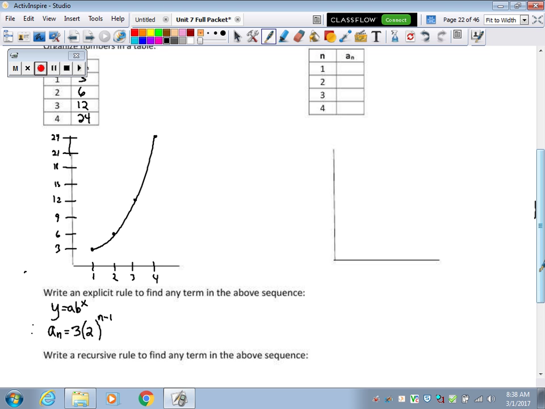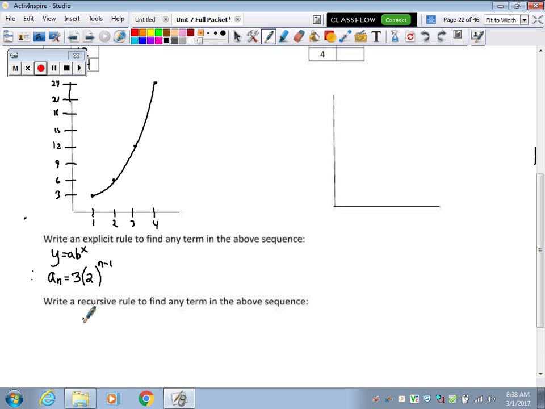Okay, what would it look like recursively? Well, I'm starting on a 3. Any term is the previous term times 2. So that would generate a 3, and then a 6, and then a 12.